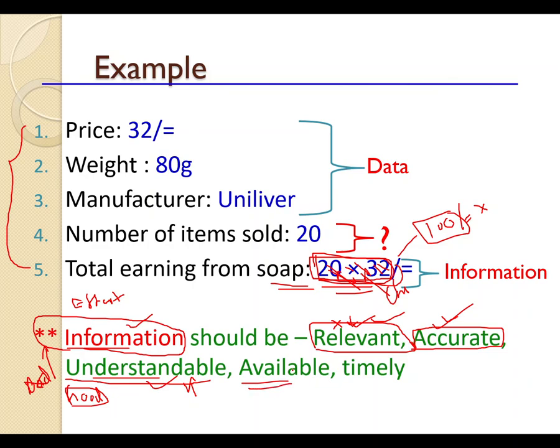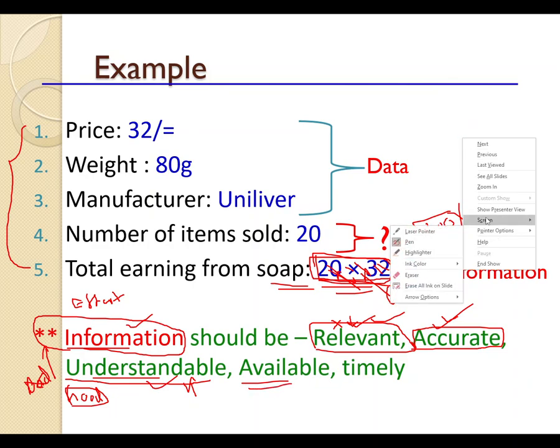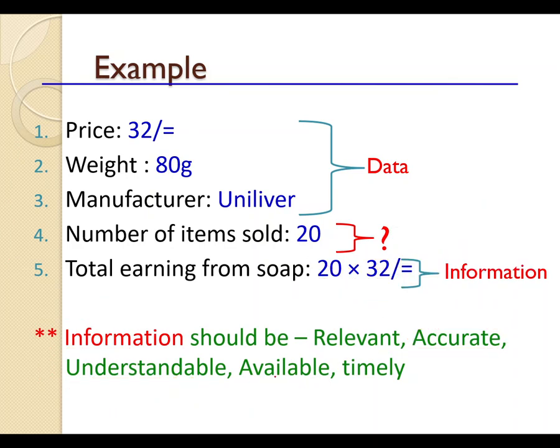Also, it must be available. What is this available idea? Available means it should be accessible. It should be written somewhere where we can get it. If we can't get it, though you made it, useless. And the next one is timely. Timely means this should be according to the timeline. So I want today's earning, not yesterday's earning, not last month's earning.